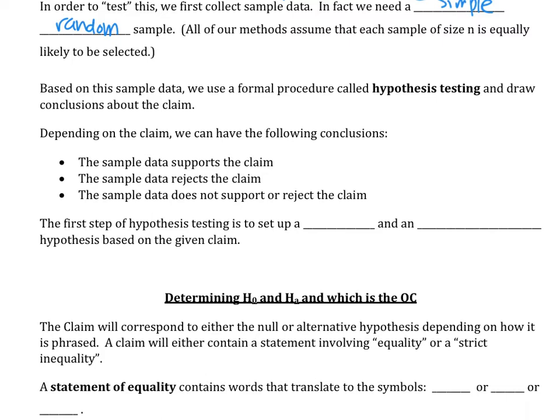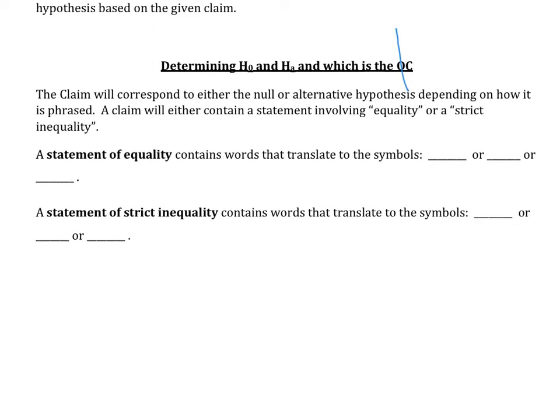Okay, and our first step of hypothesis testing is to set up a null hypothesis and an alternative hypothesis. I will talk about what those two things mean. Let's erase this part here. Okay, so the claim will correspond to either a null or alternative hypothesis, depending on how it's phrased. So our first step is I'm going to read a claim and then decide if the claim is null or alternative.